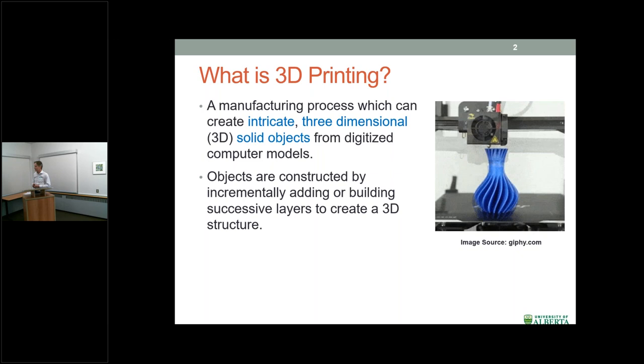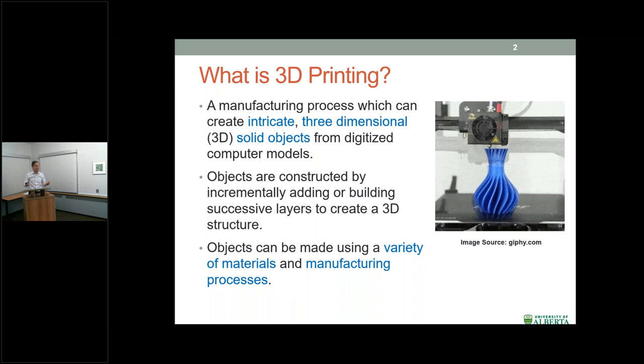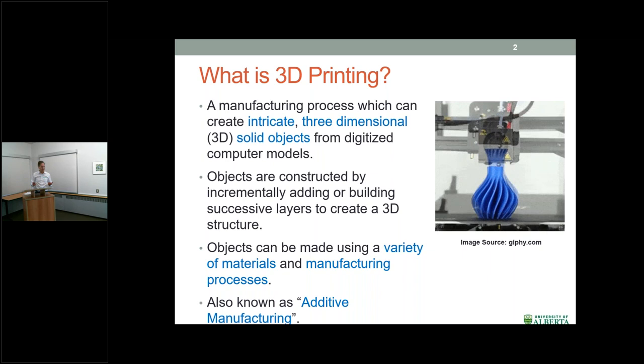These objects are constructed by incrementally adding or building successive layers to create a 3D object. They can be made with a variety of materials, and there's also a variety of manufacturing processes. 3D printing is not just one technology, it's actually a suite of technologies, and even on the food side, it's a suite of technologies. So keep that in mind. It's about what kind of materials you need to print and what kind of technologies can do it. You'll also hear the word additive manufacturing, and that's synonymous with 3D printing.